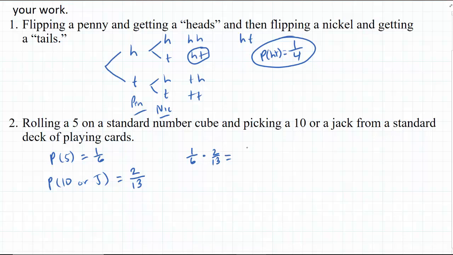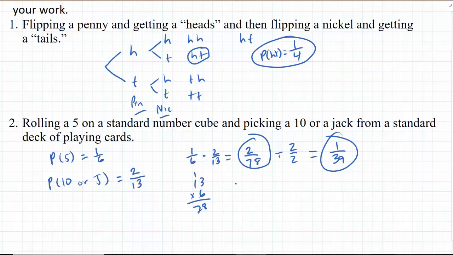Okay, and we get 1 times 2 is 2. 6 times 13 is, what is that, 71? 13 times 6, 78. Okay, so that probability will be 2 out of 78. Okay, and once we get that, if you guys notice, that's the accurate answer, but we could also go ahead and simplify this, so we could divide by 2, and we actually get 1 out of 39.